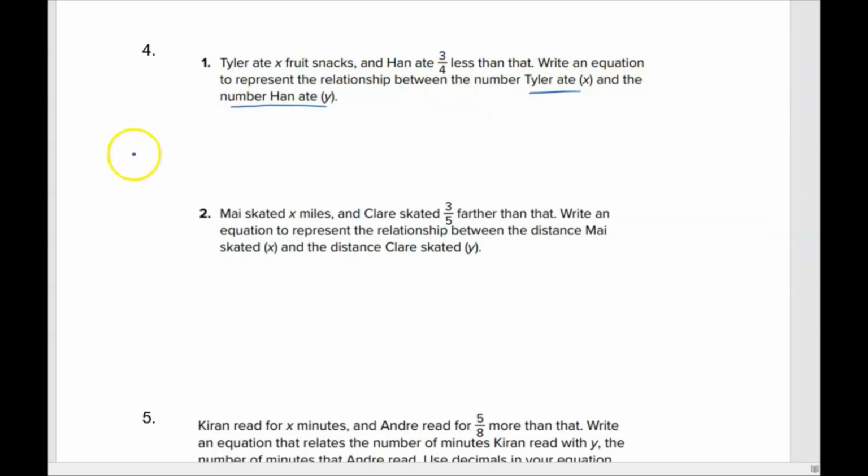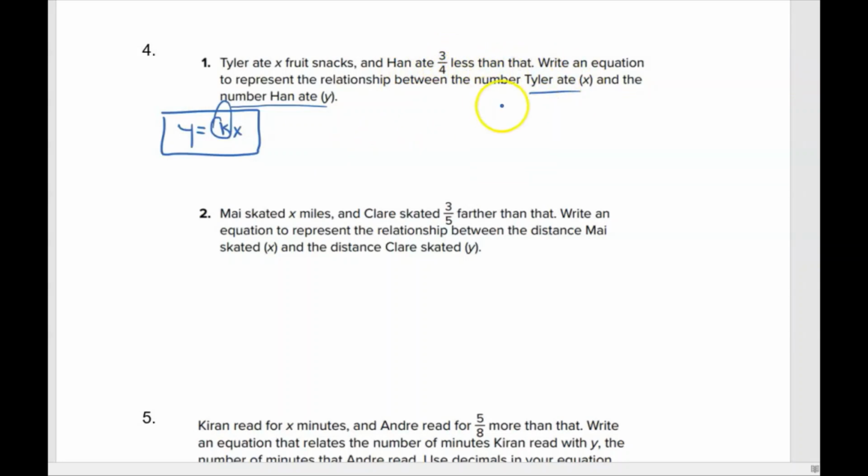Okay, so if you remember back a couple of units, we talked about the constant of proportionality and writing equations in this form, y equals k times x, where k was our constant of proportionality. So essentially here, you're just looking for a number to put here that represents that constant. And we know Han is y, and we know Tyler is x. Okay? So if Tyler ate x, and Han ate 3/4 less than that, how could we represent that in an equation?